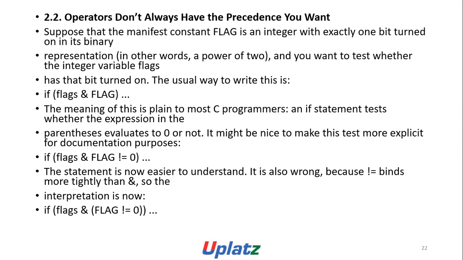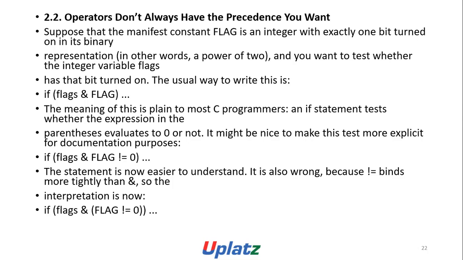Operators don't always have the precedence you want. Suppose that the manifest constant FLAG is an integer with exactly one bit turned on in its binary representation, in other words, a power of 2, and you want to test whether the integer variable flag has that bit turned on. The usual way to write this is if (flag & FLAG). The meaning of this is plain to most C programmers, and an if statement tests whether the expression in the parentheses equals 0 or not.